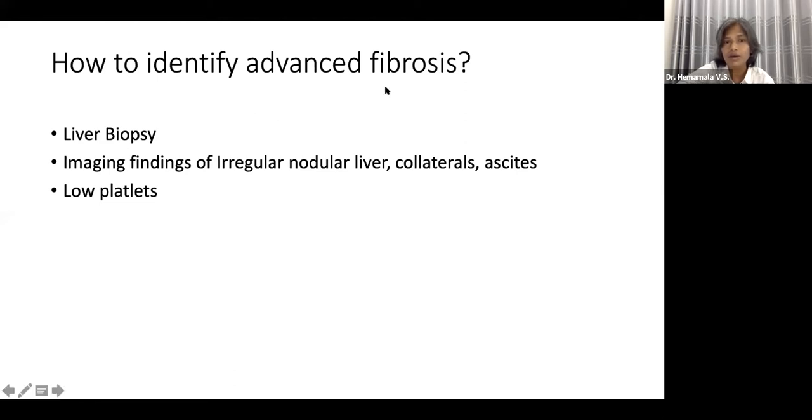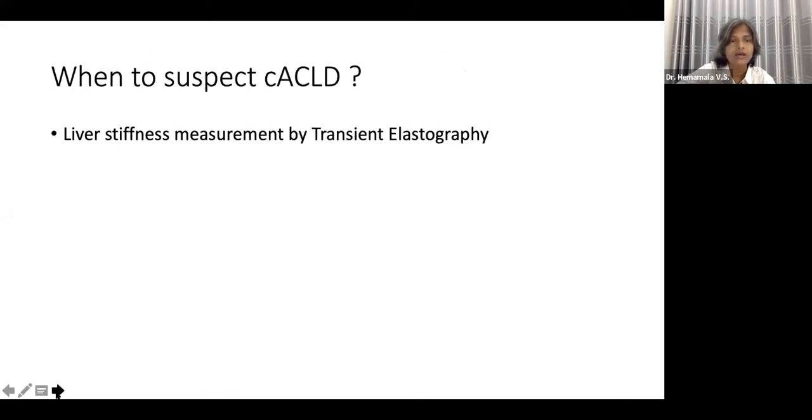We can always also identify the advanced fibrosis by imaging like ultrasound or CT, by a large nodular liver, irregular liver, collaterals. If they have collaterals or ascites, that means obviously decompensated. Presence of low platelets, or sometimes a reversed AST-ALT ratio, can also identify advanced fibrosis. So how to suspect this compensated advanced chronic liver disease?